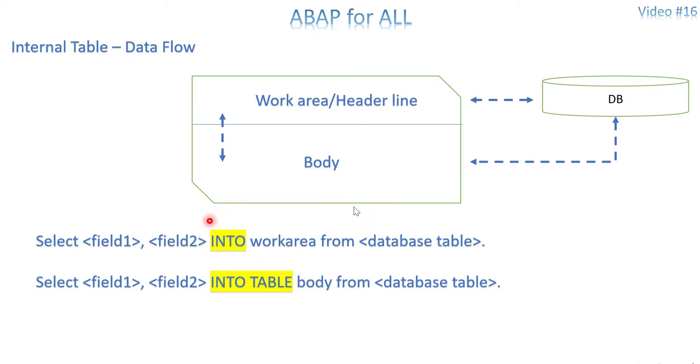Into is the keyword where the data is moving from the database table to the work area. Okay, so there is a continuation code that should come; we'll see that quite later. For the second option, I want to move data from the database to the body of an internal table. Then select field 1, field 2, whatever fields you want, into table body from database table.